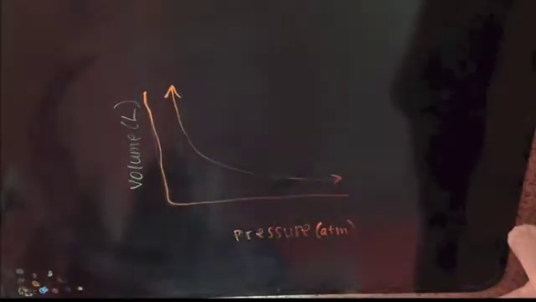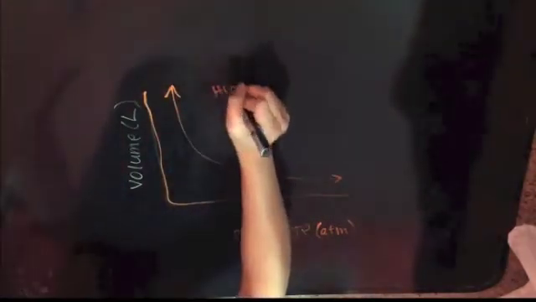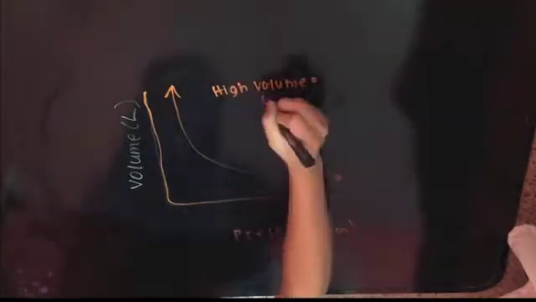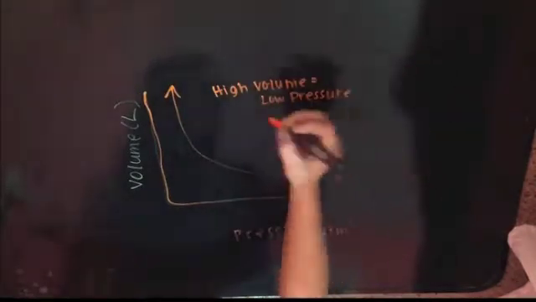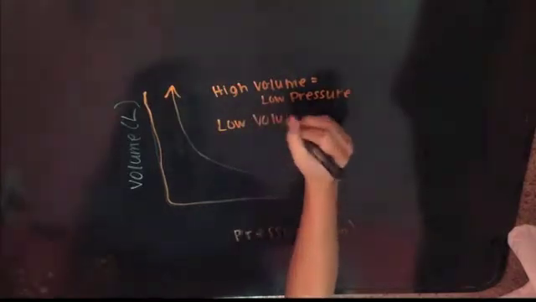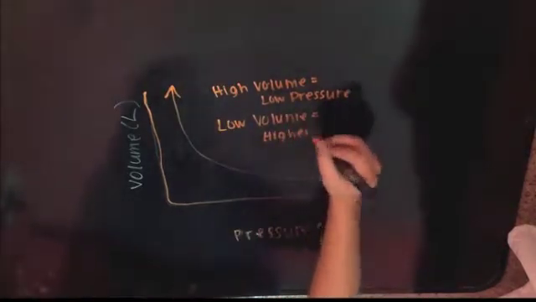Here's a graph illustrating the relationship between volume and pressure. By this graph, we can see that the two are inversely related, and as one goes up, the other must go down. So a high volume means low pressure, and low volume equals high pressure.